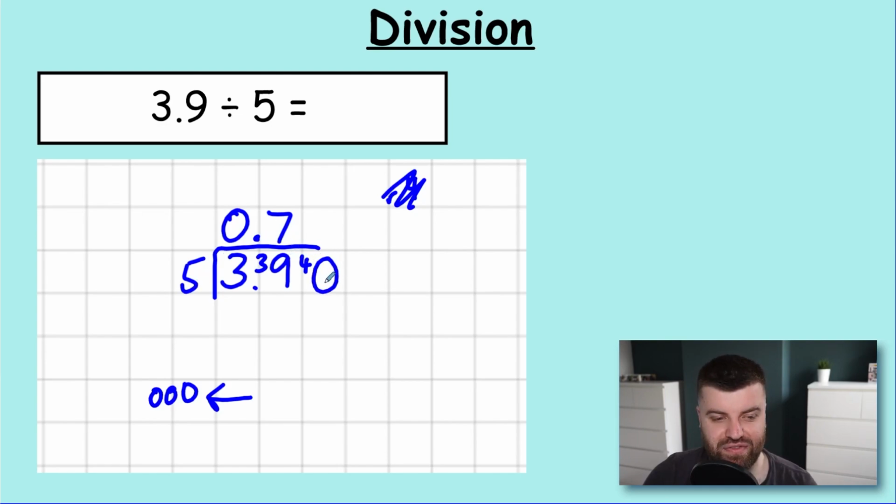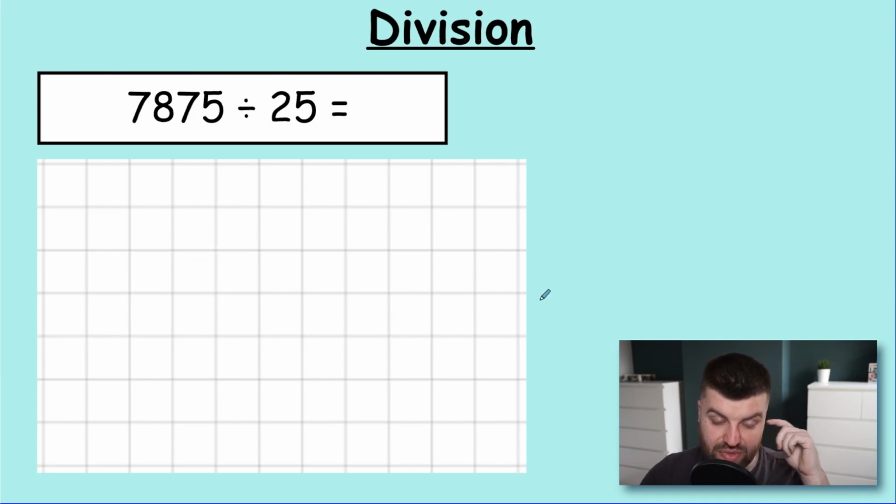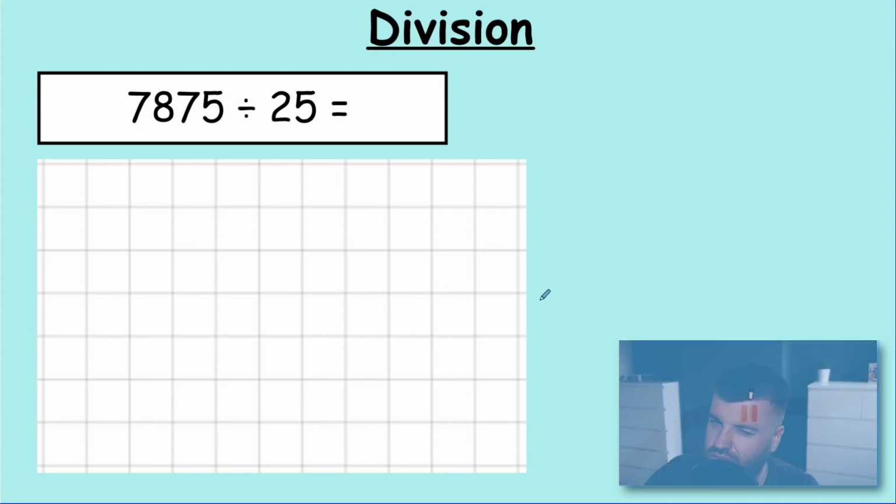So 5s are now into 40. We can actually answer that. 5s into 40 are 8. And this answer is 0.78. So when we're working with decimals, if you have something left over, put a placeholder in of 0. You can keep going for as long as you want. Okay, you really can. And the last one here for division, it's using a bigger number that's not on our times table. But my only hint to you is, don't be put off using short division. Have a go.